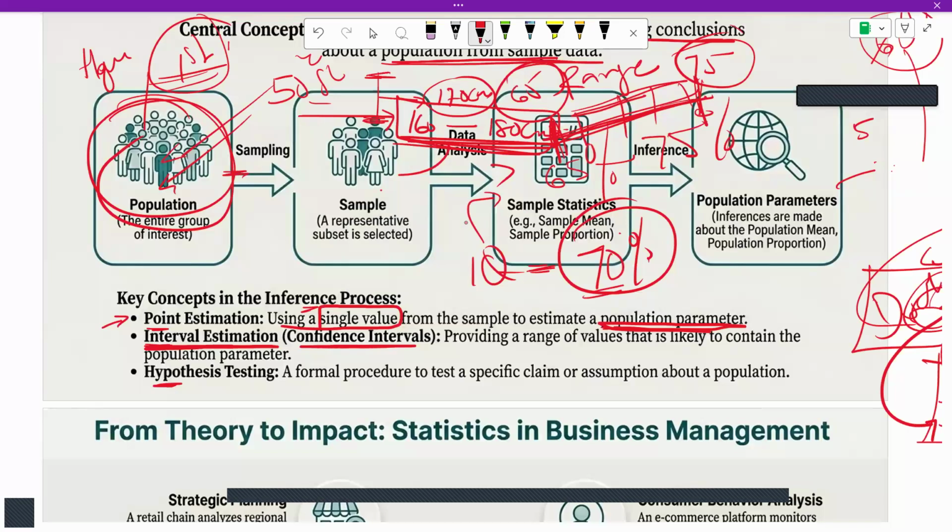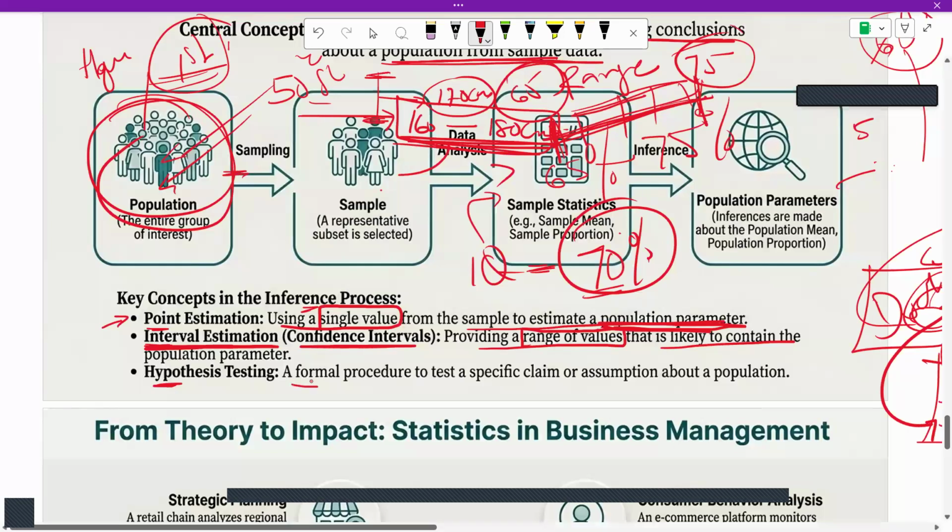So point estimation, using a single value from a sample to estimate a population parameter. And interval estimation, providing a range of values that is likely to contain the population parameter. Same, right? But we use a range.